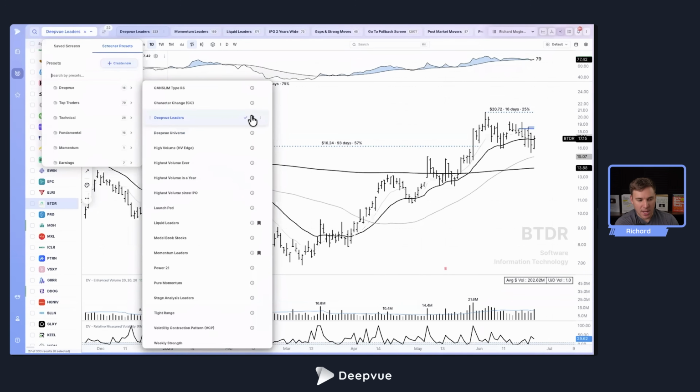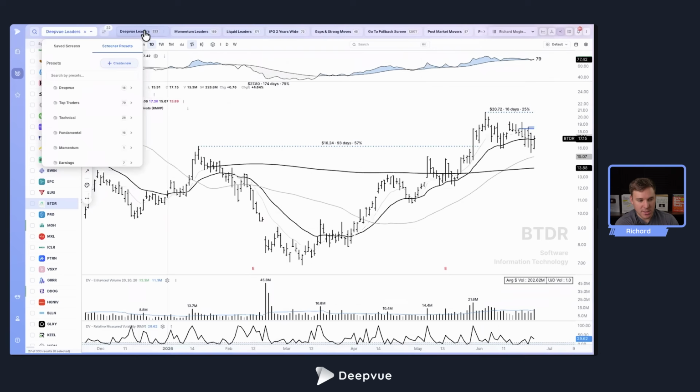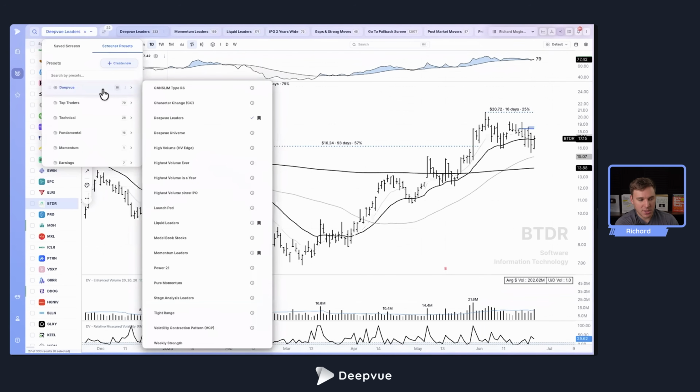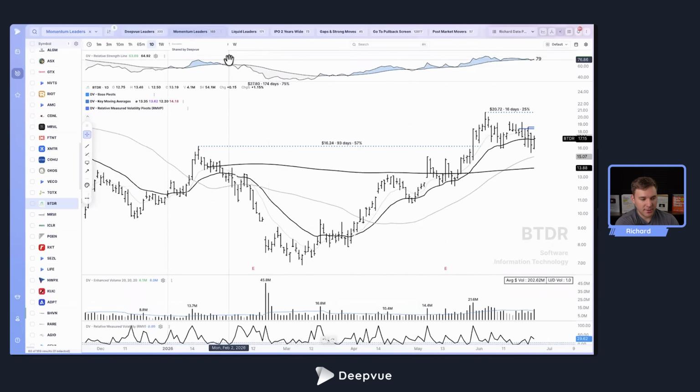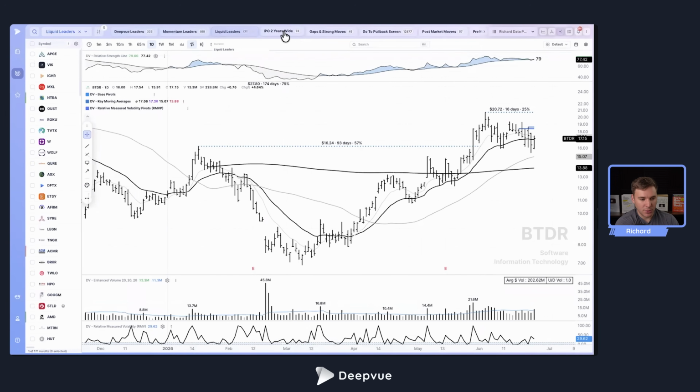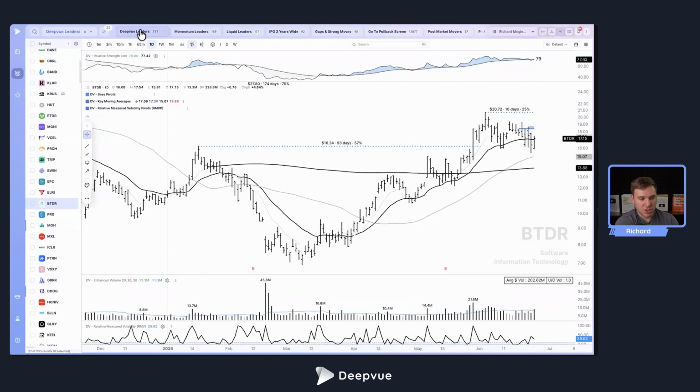But Deep View leaders, I've already got it bookmarked, and that's why it shows at the top here. All of these are bookmarked, and I'd highly recommend that for screens you run every day, because then it's as simple as clicking to load it. Click, load, click, load. So the main ones I use each day are Deep View leaders, which is, again, that great universe of growth stocks.